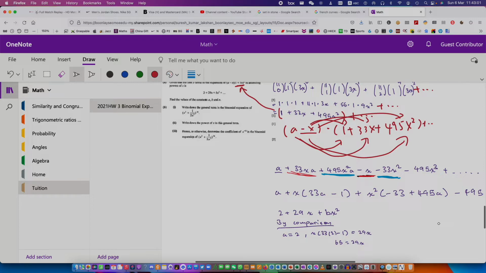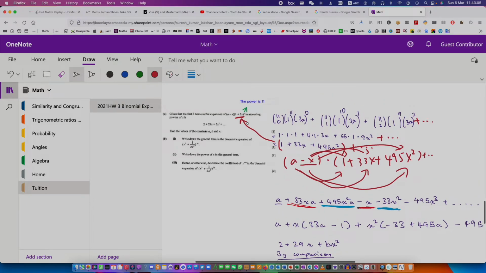But over here, I think the power might not be 11, because I also cannot read it very clearly, so I just assume it's 11. But anyway, that's the approach. Okay, you kind of get it? Good. The next part is write down what? They say write down the general term. So how do you write down this general term?